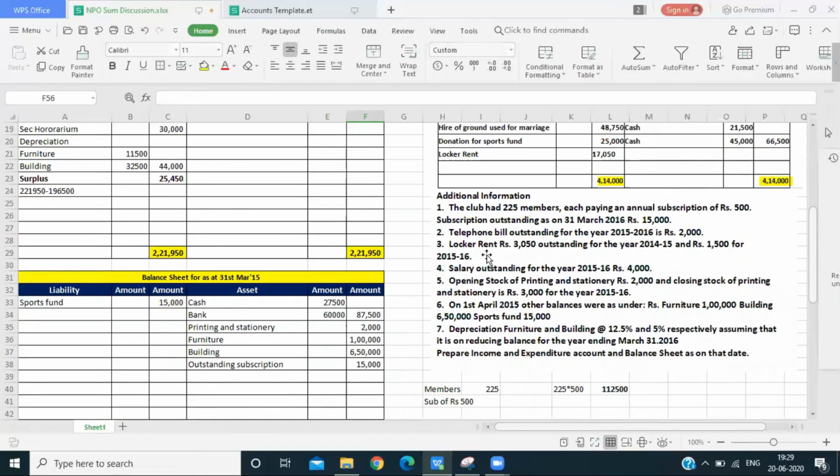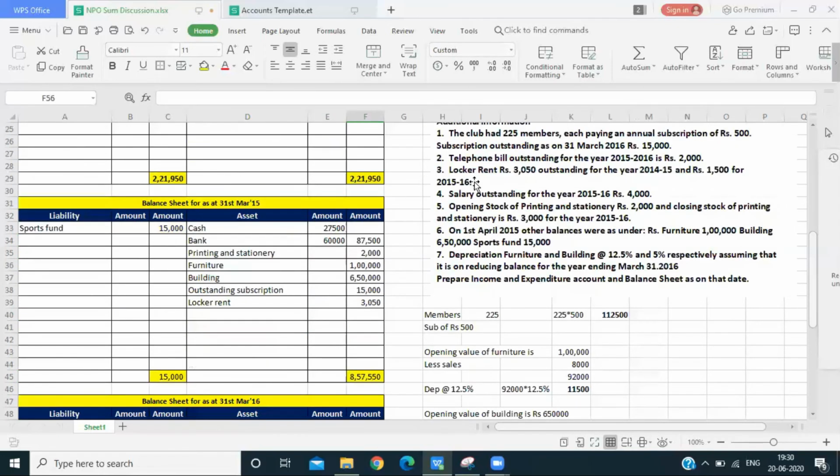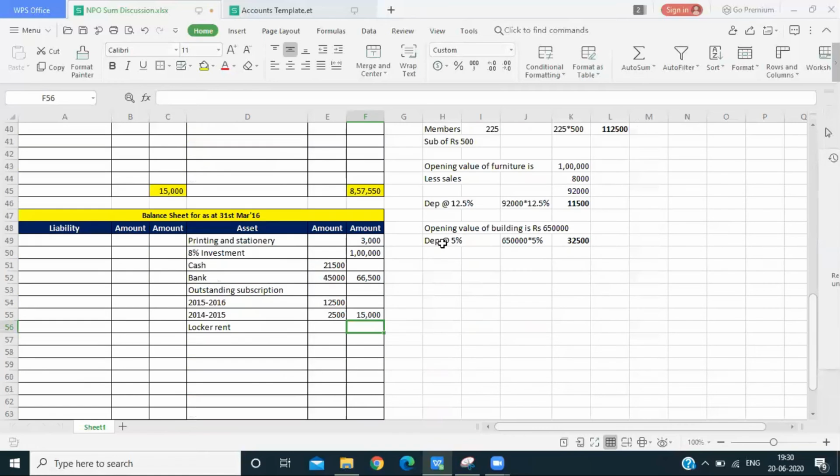And the next point will be there was an opening locker rent outstanding. Locker rent is an income. Any income which has not been received will be an asset. So opening locker rent will be shown in the opening balance sheet. So for locker rent opening, there was an outstanding amounting to 3,050, and in closing also we have an outstanding locker rent amounting to rupees, we can find it here, 1,500.